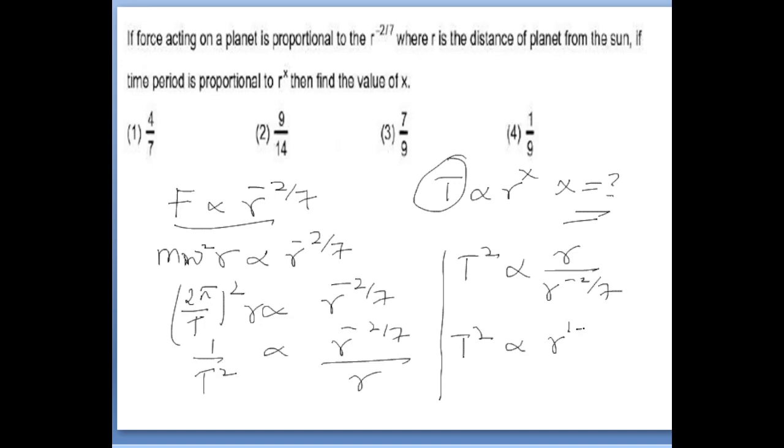If I take upside, 2 by 7. T square is how much? R power 9 by 7. If I take t, because it is given here, t is r directly from r power x. That is the final answer.